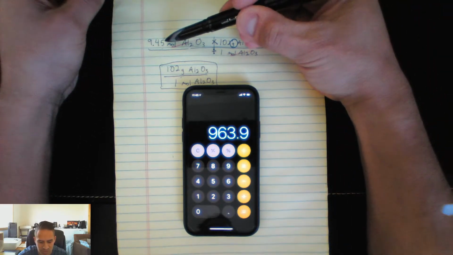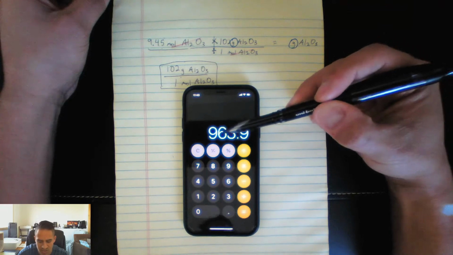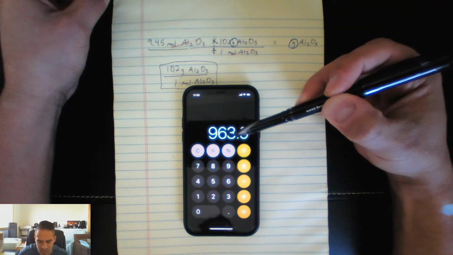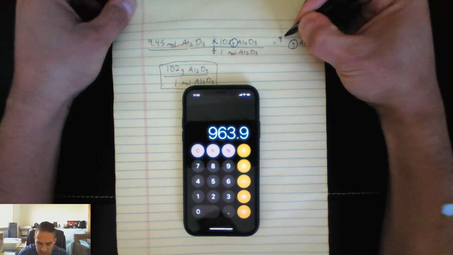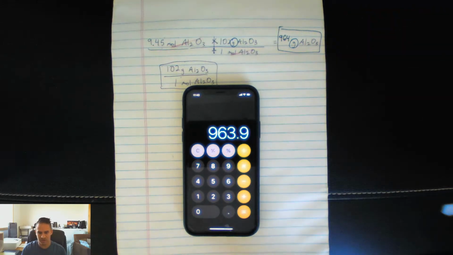We are going to round to 3 significant figures because the number we were starting with had 3 sig figs. So we would take the 9, the 6, and the 3, and then the 0.9 would round the 3 up to a 4. So our final answer here is going to be 964 grams as our final answer.